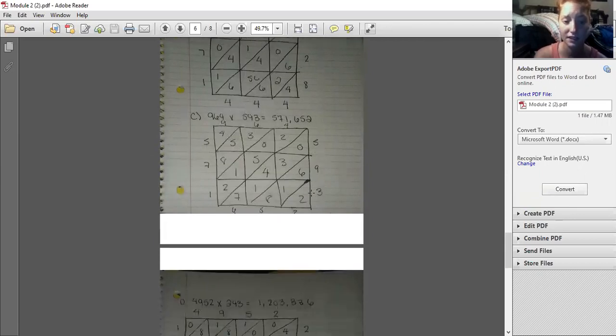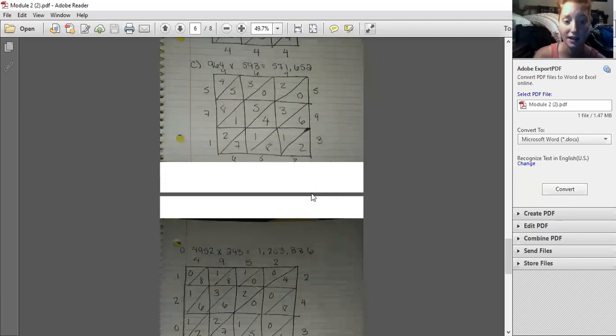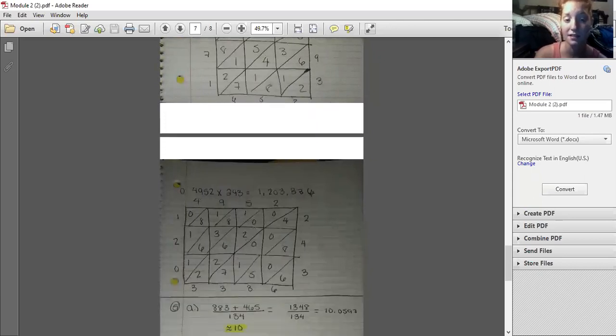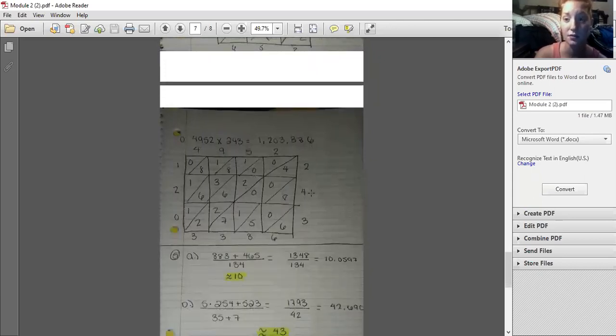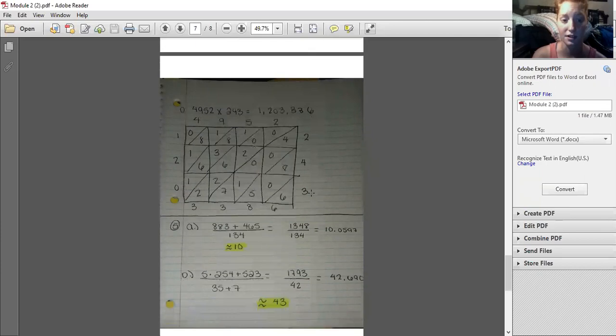Let's move on to a bigger lattice algorithm. 4,952 times 243, which will equal 1,203,336. And here is the lattice algorithm for that one.